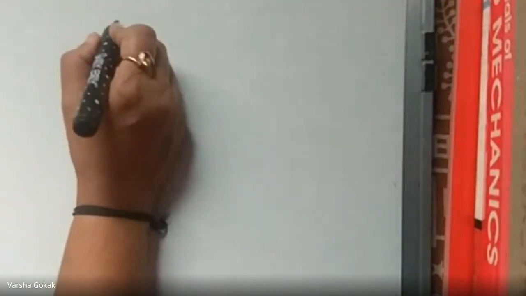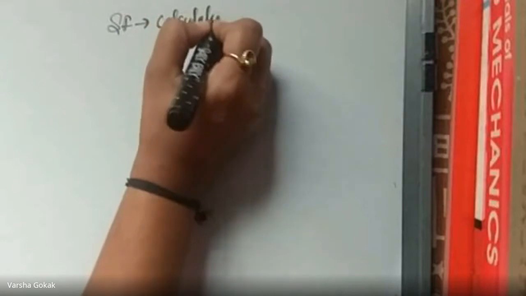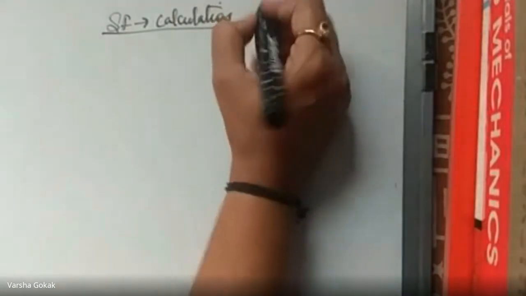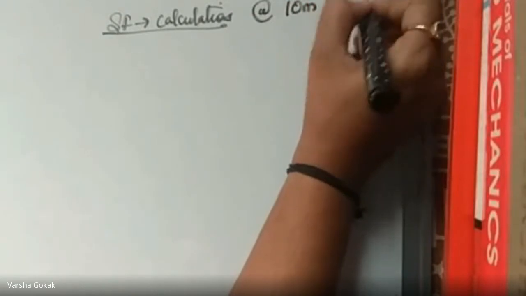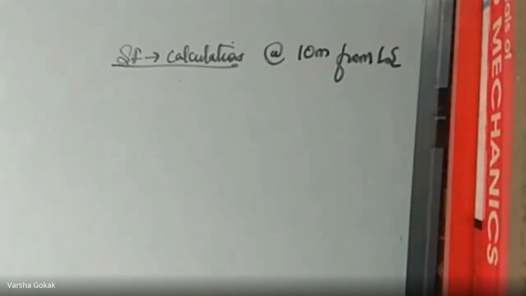Now let us find the shear force. So it's shear force calculations. I need to first calculate the negative shear force and then I will calculate the maximum shear force. The shear force is to be found at 10 meters from left support. They have asked us to find the shear force at 10 meters from left support.